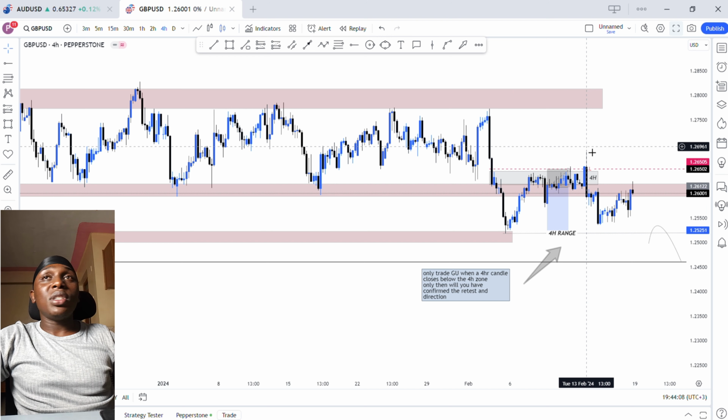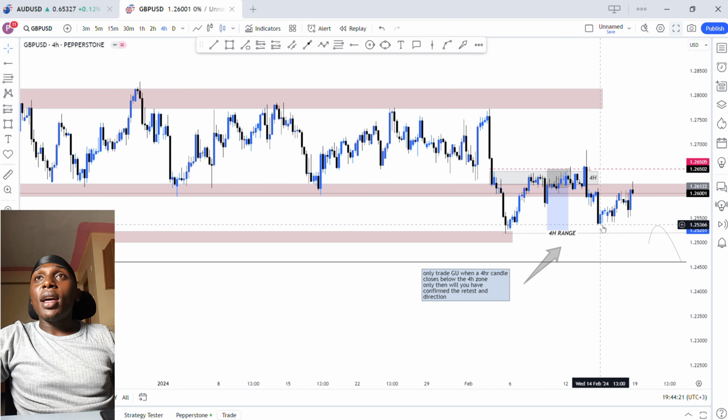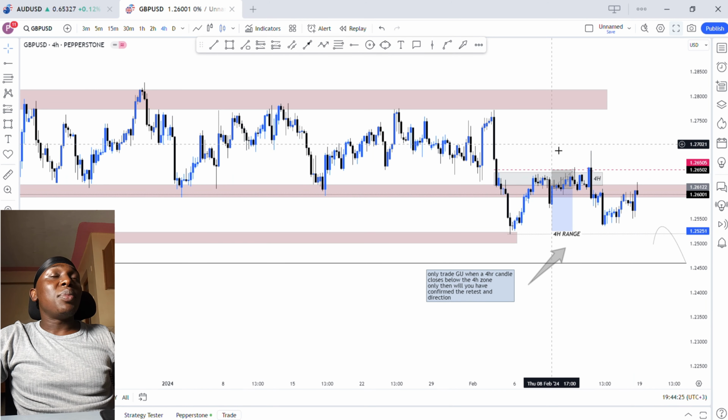There was some huge impact news which came along, and then after holding this trade for 3 days and price was just playing around the stop loss area, it hit my stop loss, and that is what happened. So that's it for GBP USD.